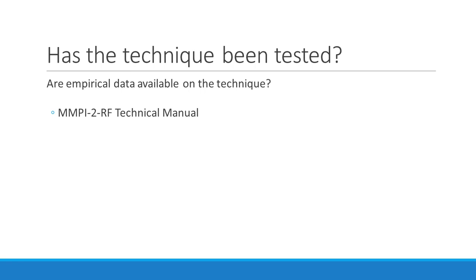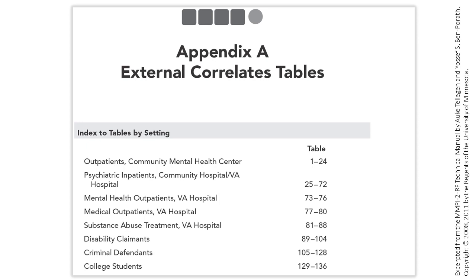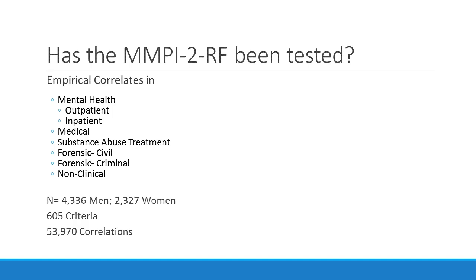Has the technique been tested? Well, here we can address it by considering whether or not there's empirical data available on the technique. And of course, when the test was released in 2008, there was the MMPI-2-RF technical manual. The technical manual includes a wide range of psychometric information, including 136 tables of external correlates that essentially address validity of MMPI-2-RF scale scores.